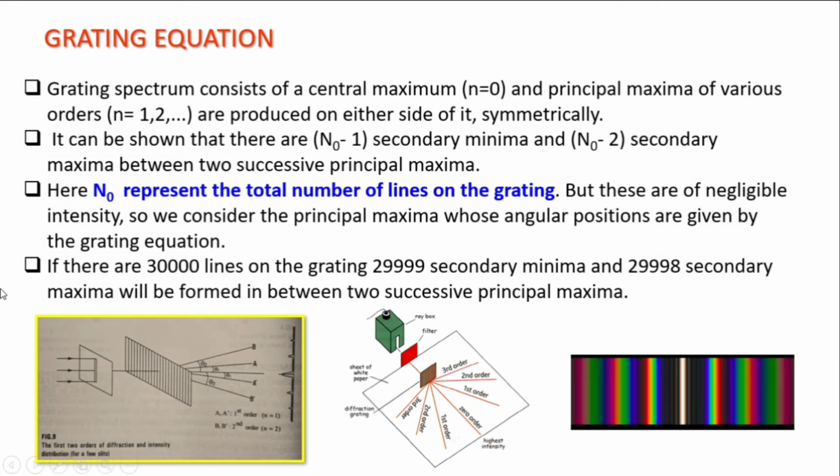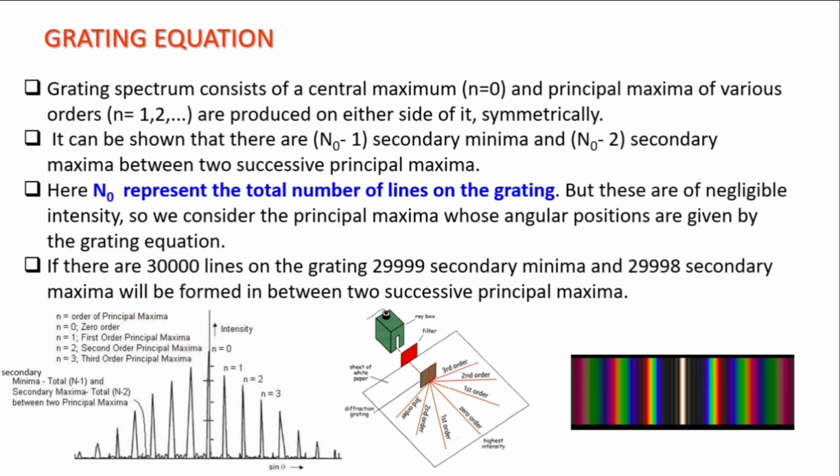Now we are going to explain how many secondary minima and secondary maxima there will be in a diffraction grating interference pattern. For that we need another picture. Here it is very clear, so we can see the secondary minima and secondary maxima here.